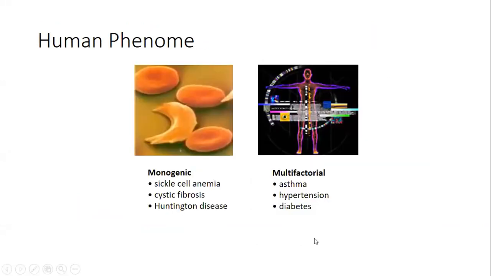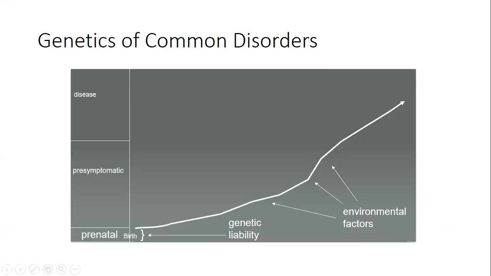Now let me turn attention to common disease for a moment, because the monogenic disorders, those are the things we've talked about so far. Common disorders, things like asthma and hypertension and so forth, are much more complex in terms of their genetics, because what genetic components there are usually are multiple genes interacting with each other in the environment.